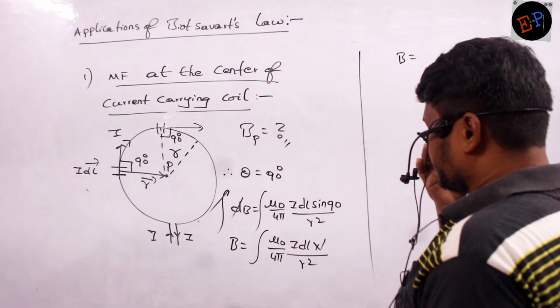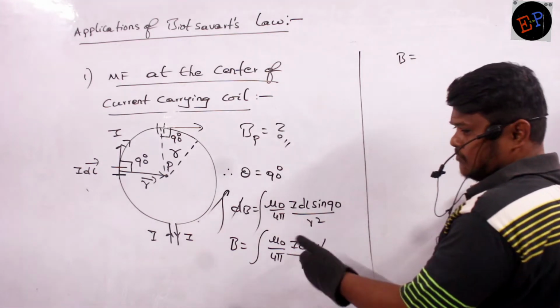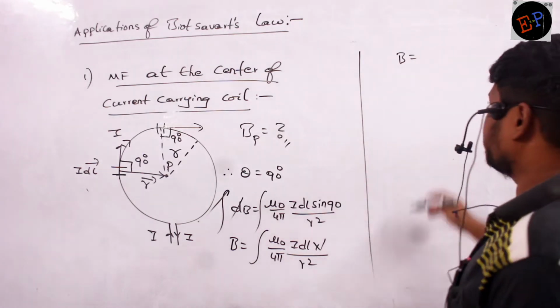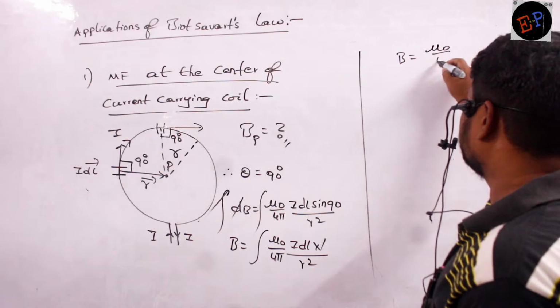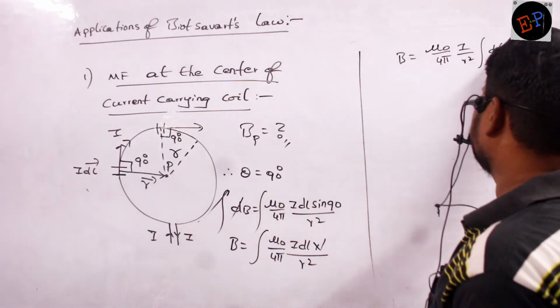So B will be how much? What are the constants here? Mu naught by 4 pi, I by r square. All of them are constants. Only dl is a variable. So just keep dl inside the integration, and take the remaining all of them out of the integration. Mu naught by 4 pi, I divided by r square, integration of dl.